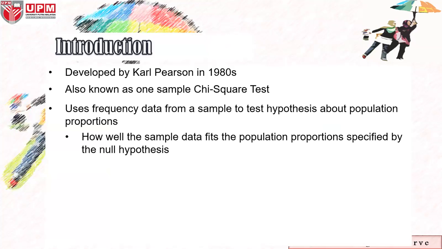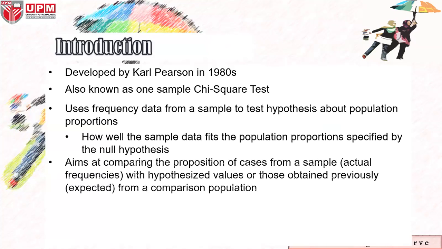Okay, so this is the chi-square goodness of fit. It was developed by Karl Pearson in the 1900s. It is also known as the one sample chi-square test, a compatible analysis to the one sample t-test. Same, but in the one sample t-test, the DV must be continuous data and normally distributed. But this one is categorical data, a categorical variable.